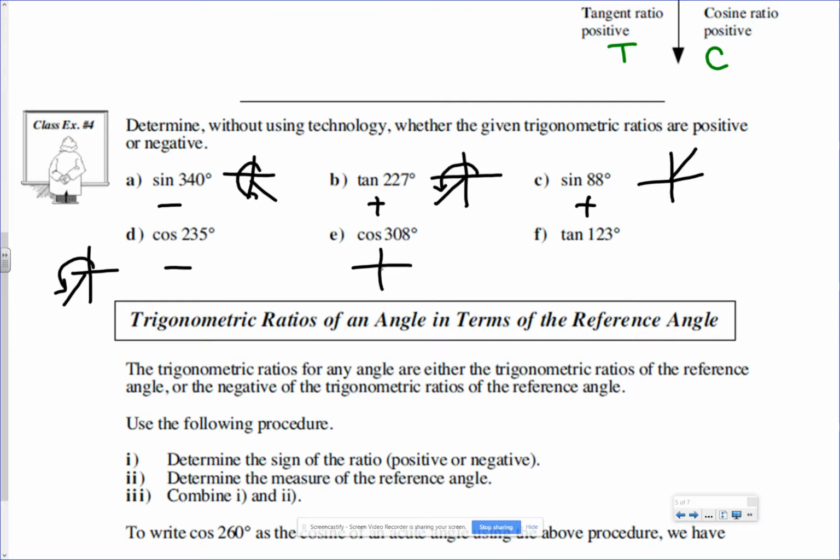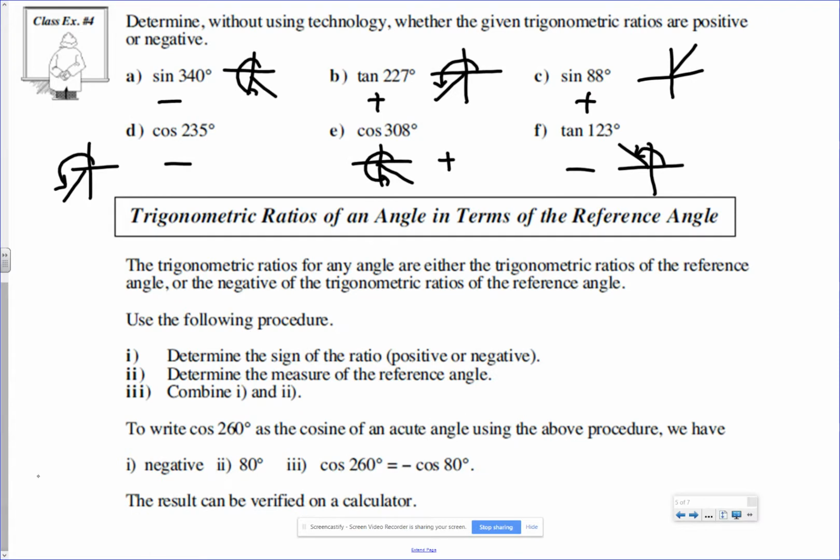If I look at 308, 308 is in the fourth quadrant, and cosine is positive in the fourth quadrant, so that one will be positive. And then my last one here, tan is in the second quadrant. In the second quadrant, sine is positive, so tan here would be negative.